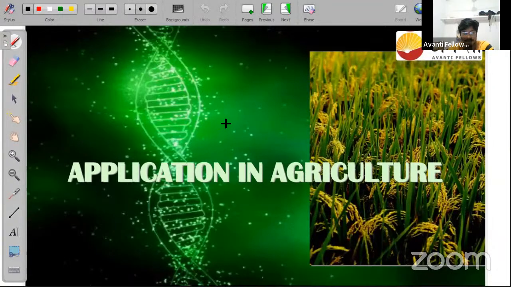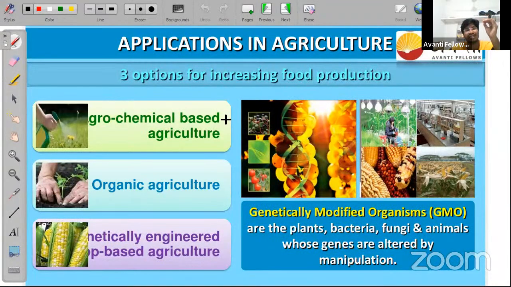Okay, agriculture is performed in 3 different ways. First one is agrochemical based agriculture, second one is organic agriculture, and third one is genetically engineered crop based agriculture. Three types of agriculture can be performed. You'll study agrochemical agriculture, organic agriculture, and genetically engineered agriculture separately in detail in crop production and management. There is a separate chapter for you.